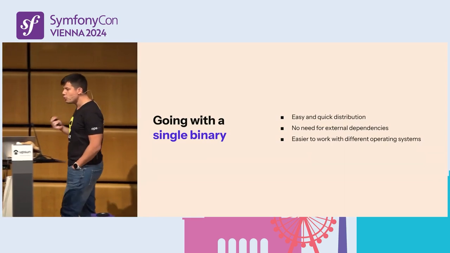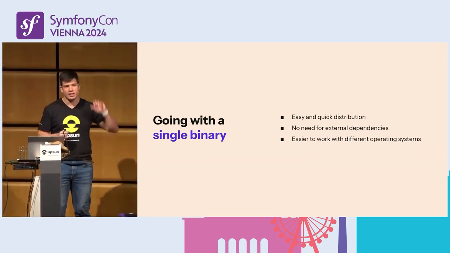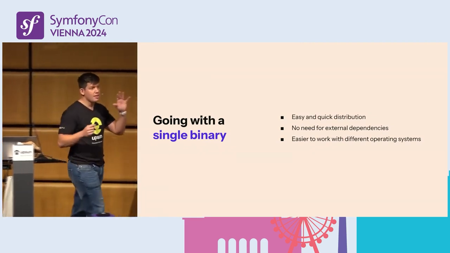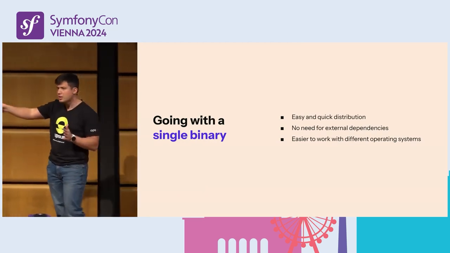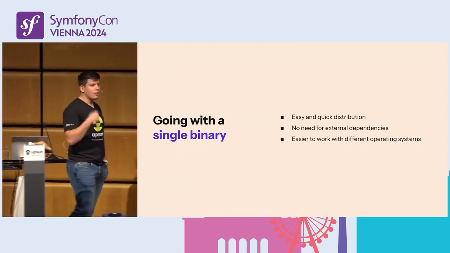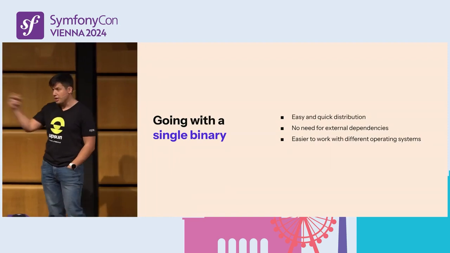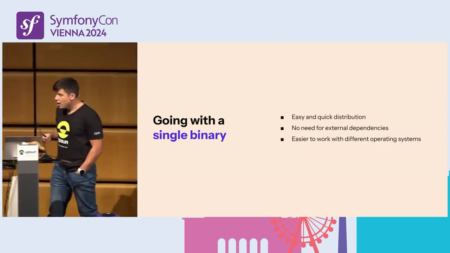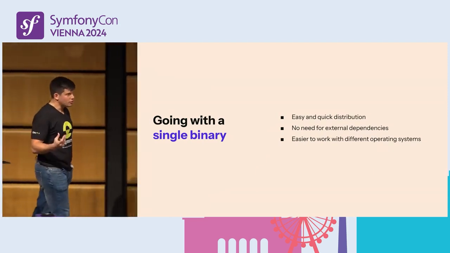So first of all, we want to create a single binary. We want to say, okay, download something to your machine, make it executable if needed, run it, and then you will be up and running. So this is seconds instead of maybe minutes or even more. The distribution is very easy. You can just download the CLI. There are many installers that help you download things from the internet. And of course, it's easier to work with different operating systems.